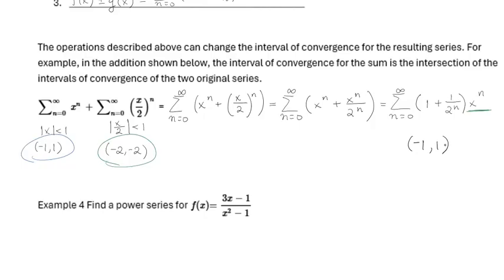Point being that when you take two power series and you add them, the resultant power series is convergent on the intersection of those two original series. So taking where they both originally converged, that will tell you where your new series will converge.